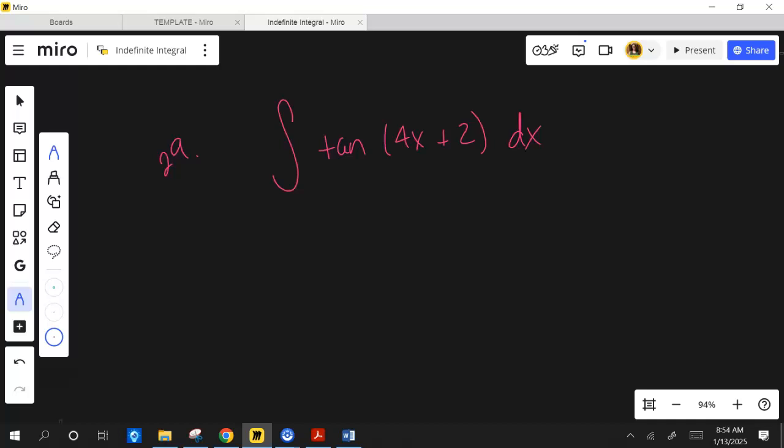This is a little bit of a trick one. Oh, the derivative is going to be 4. You know the antiderivative of tangent? No. Derivative. Y'all are thinking derivative. What's the antiderivative?